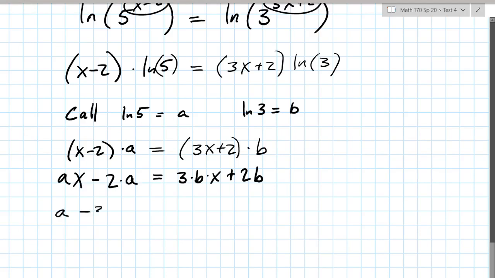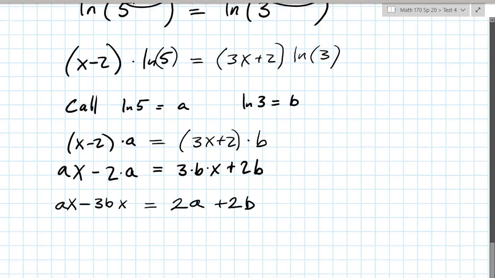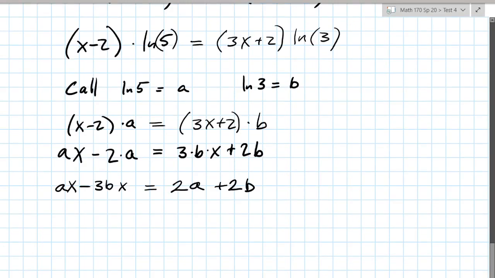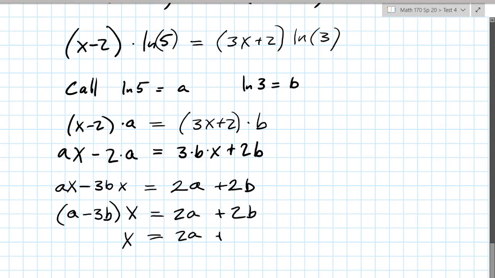So I have ax minus 3bx is equal to 2a plus 2b. Since everything on the left-hand side has a factor of x, we can factor it out, and we're left with a minus 3b times x is equal to 2a plus 2b. Dividing both sides by a minus 3b gives us x equals 2a plus 2b over a minus 3b.